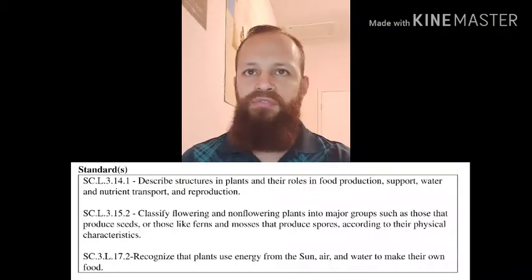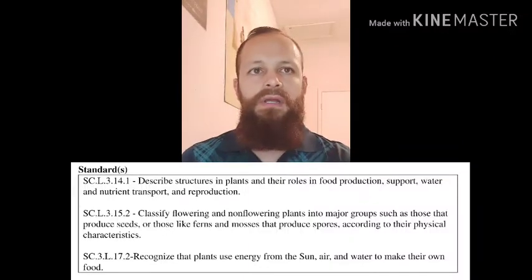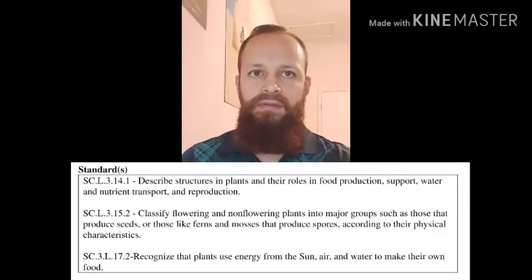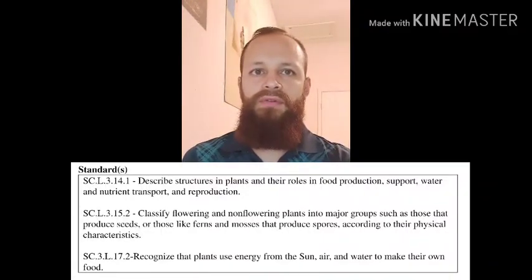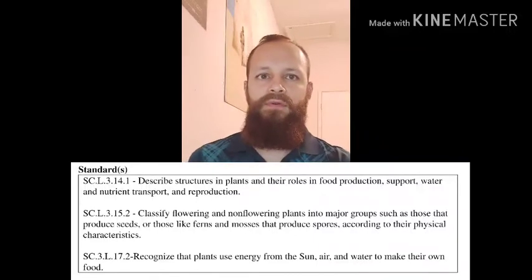SC.3.L.14.1. Describe structures of plants and their roles in food production, support, water and nutrient transport, and reproduction. SC.3.L.15.2. Classify flowering and non-flowering plants into major groups such as those that produce seeds or those like ferns and mosses that produce spores according to their physical characteristics. And SC.3.L.17.2. Recognize that plants use energy from the sun, air, and water to make their own food.